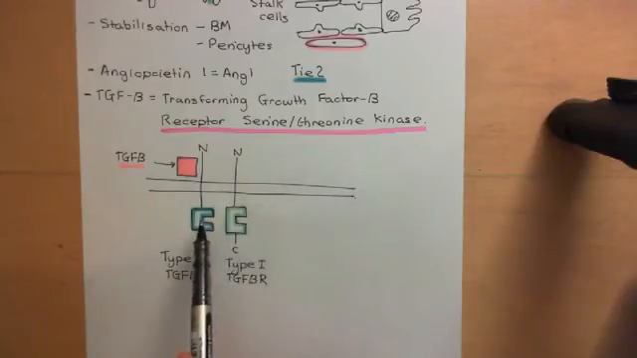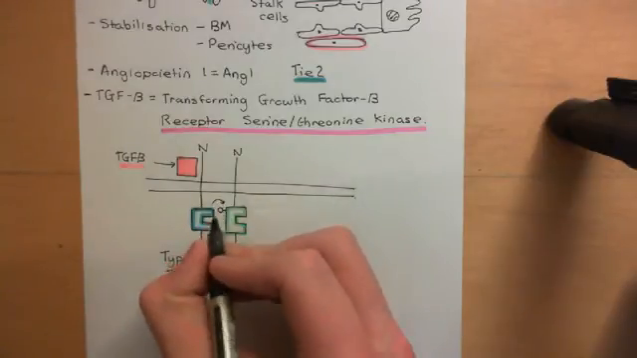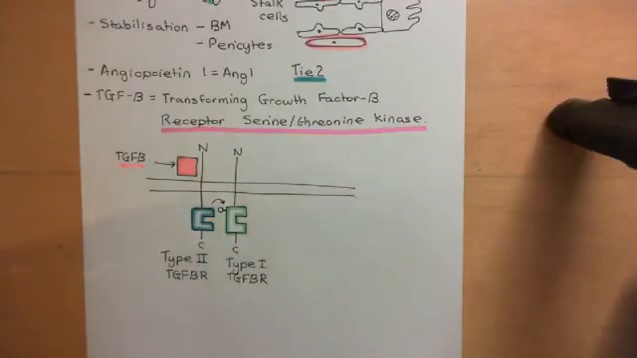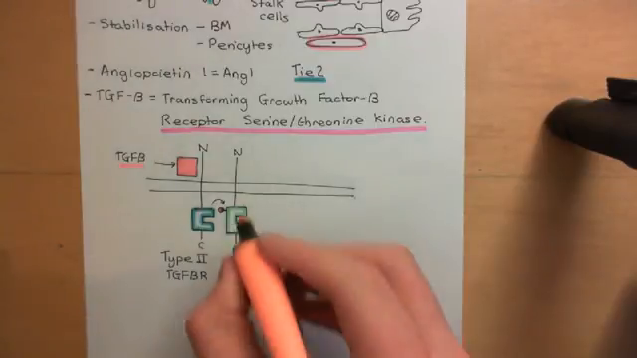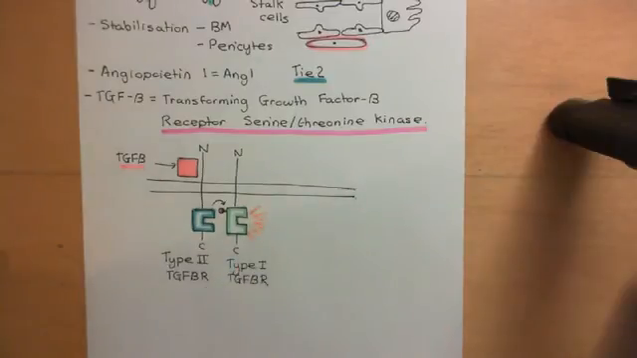Okay, and then what's going to happen is the serine threonine kinase domain of the type 2 transforming growth factor beta receptor is going to phosphorylate the serine threonine kinase domain of the type 1 transforming growth factor beta receptor, like so. And that activates the type 1 transforming growth factor beta receptor's serine threonine kinase domain. So this has now been activated hugely, and it can now phosphorylate serines and threonines on other downstream proteins. And that's what leads to the downstream cascade.